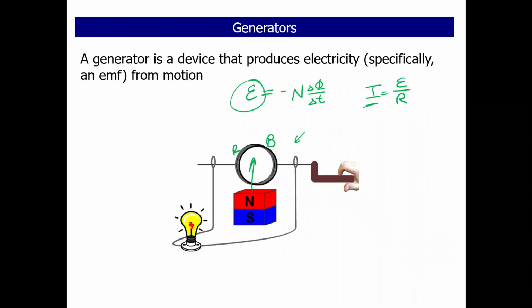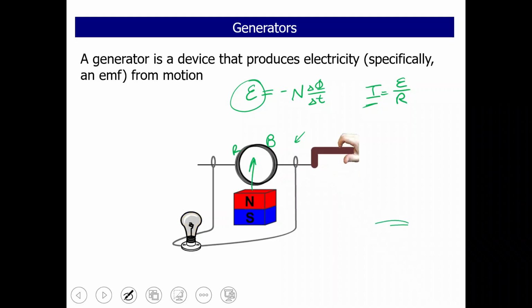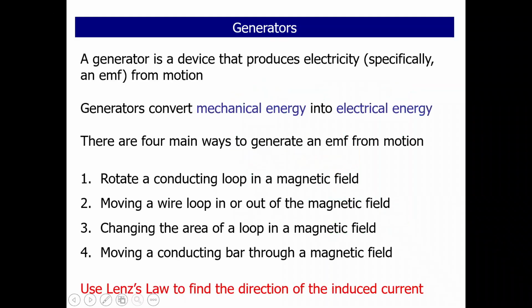But there's a bunch of different types of generators out there. Generators convert some sort of mechanical energy into electrical energy, and there are 4 standard ways that we can do this. We can rotate the conducting loop in the magnetic field, which is the one that we showed in the previous image. We can just move a wire in or out of the magnetic field. So if you've got your magnetic field in this area and you move that in and out, that's going to create a current. We can change the area of the loop while it's in a magnetic field. That's the case here where we're stretching it.